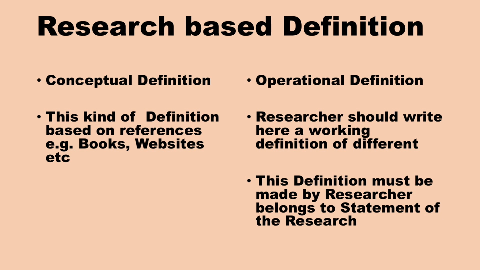Next point, that is definitions. So friends, there are basically two types of research definitions. First is conceptual definition and another one is operational definition. Conceptual definition we find in a book or website or another published source. But operational definition is prepared by the researcher. Operational definition is related to your area, your research. So this information belongs to definitions.